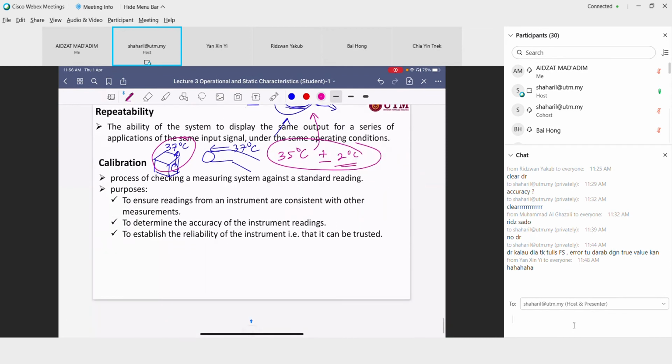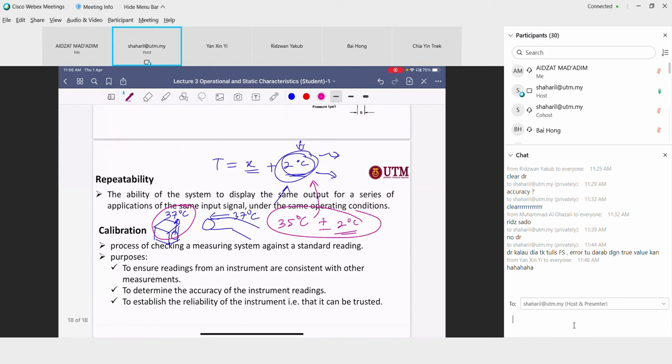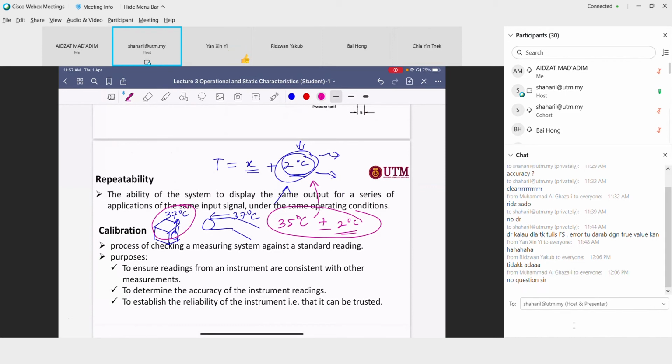Okay, we are done for this topic. Any question you going to ask? Any question? Ada apa-apa soalan tak? Okay. Any question, guys? No? No, guys? Okay. Can we take a break for 5 minutes? Okay, so we see you again at 11:12. Okay. All right.